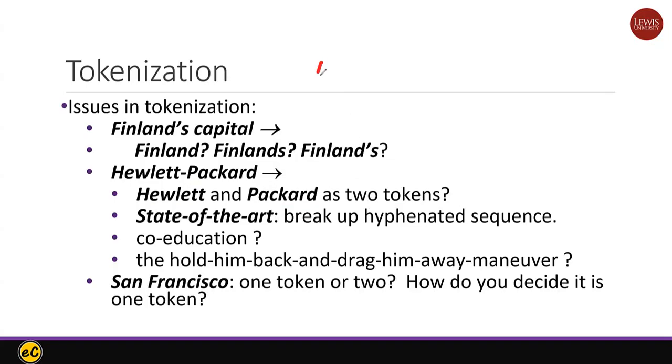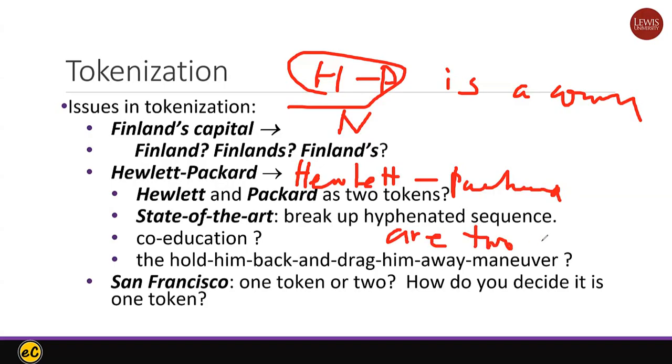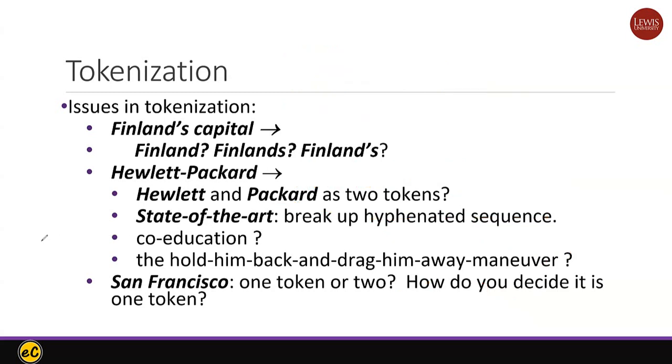So if you say "Hewlett Packard is a great company", then of course this proper noun is one single token. But if you say "Hewlett-Packard are two great families", in this situation it would be considered two different words. So basically, your grammar, sorry, your lexical rule, sometimes may change depending on the context.